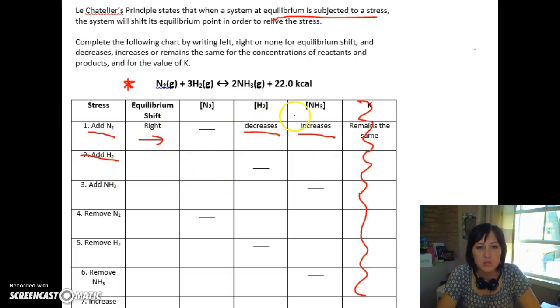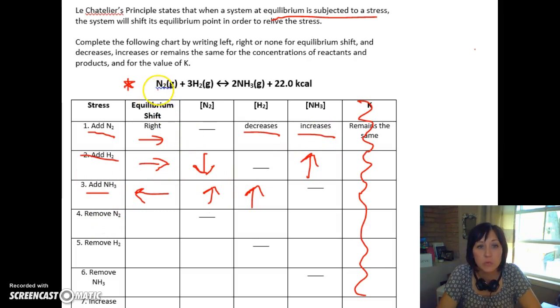We add H2. Again, same thing, it's a reactant, so we'll have a shift to the right. What happens to the N2? It's shifting towards the products, so the reactants are going to decrease, products are going to increase. If we add NH3, which is a product, and I'm just drawing arrows, we're going to shift towards the reactants. So we're going to have an increase in the reactants, and the shift is towards the left.